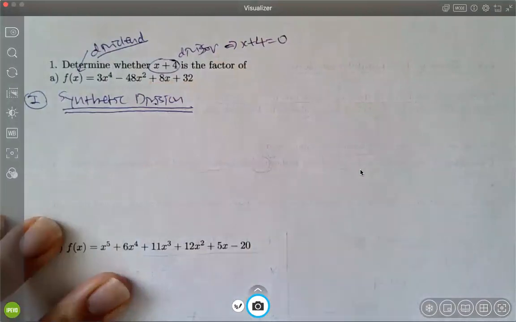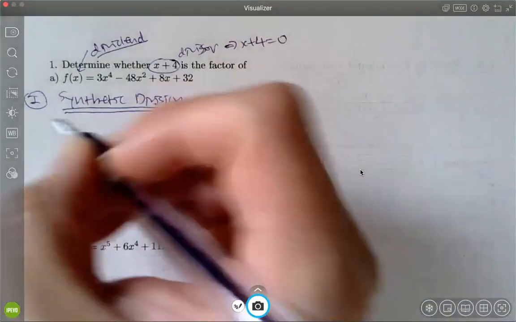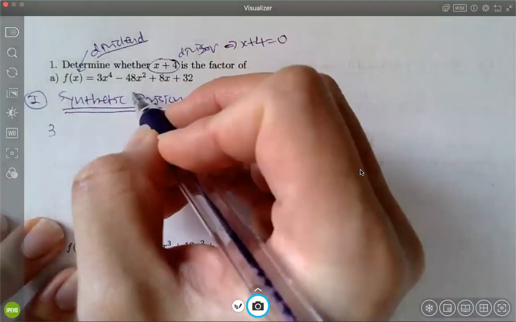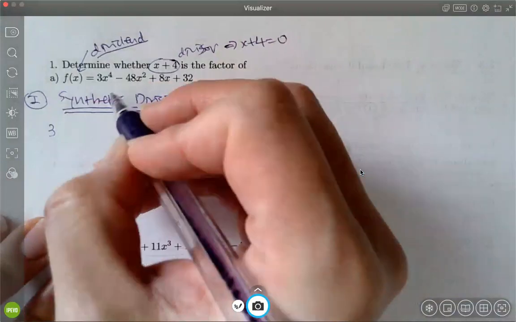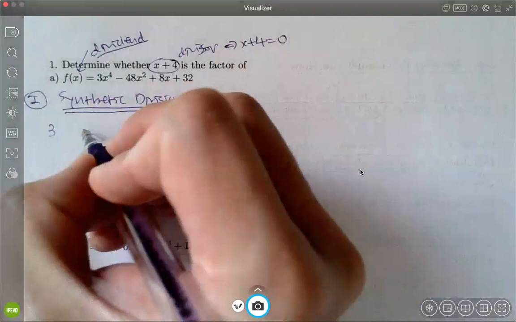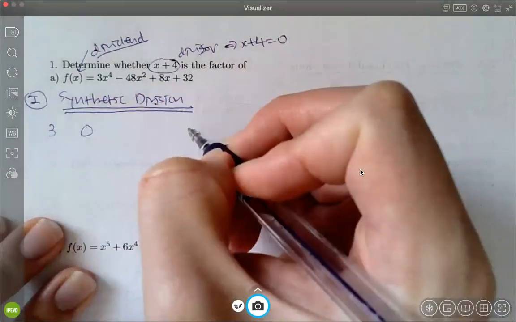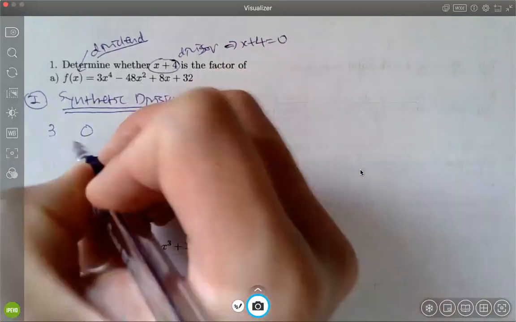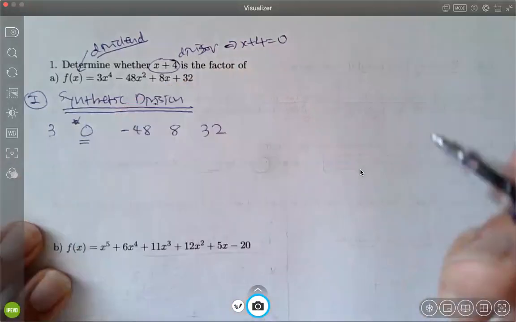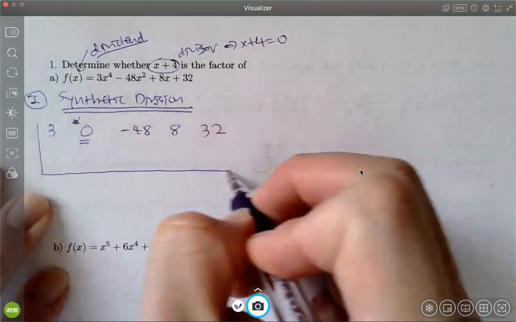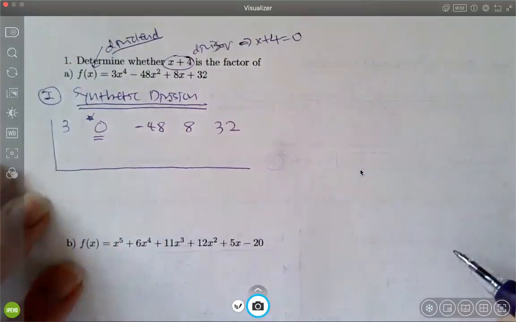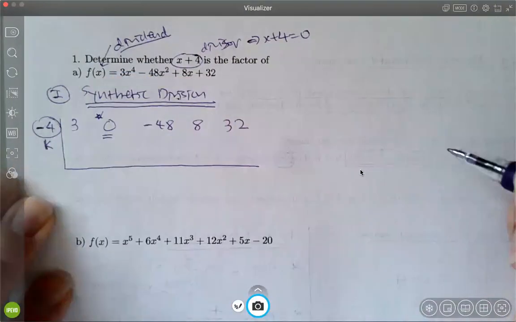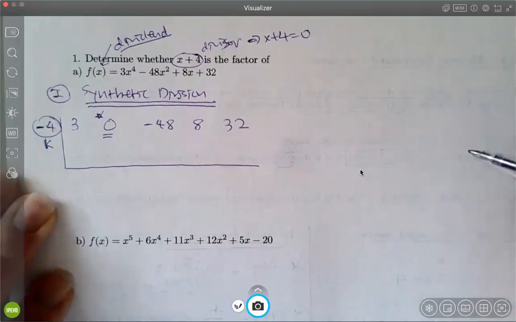So for f of x, we take coefficients. First we write 3, and be careful, we don't write -48 next, because there's no x cubed. So what you have to do is put 0 for x cubed, and then -48, and then 8, and then 32. Remember, that's important. And then put this half rectangle, and outside, we write -4. When I did the synthetic division in 3.2, I kept labeling that outside number as k.